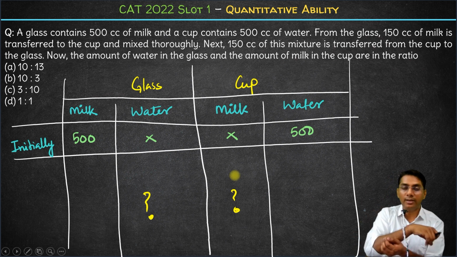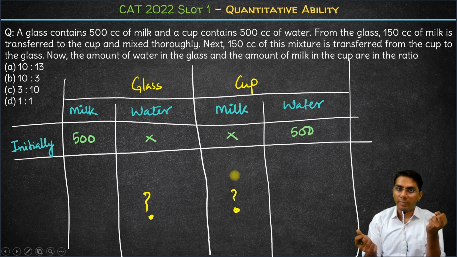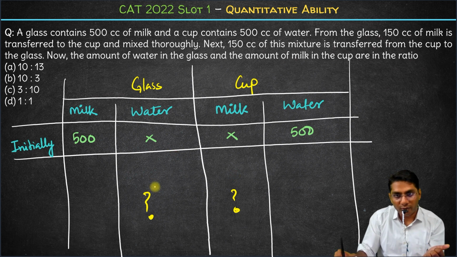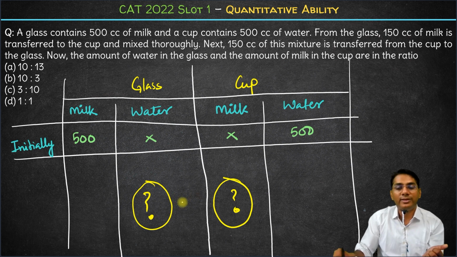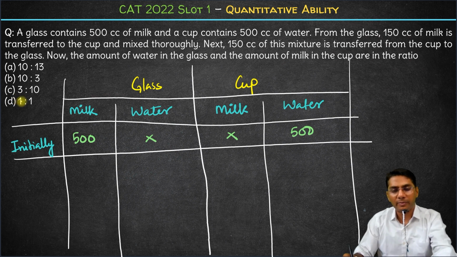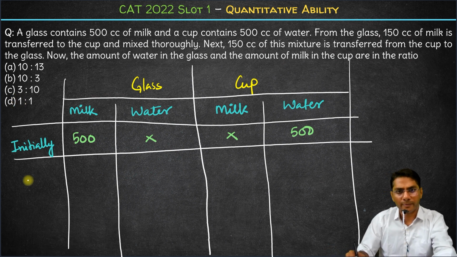what happens is, the milk in the second jar will be the same as the water in the first jar. So the water in this glass will be the same as the milk in the cup. Since the quantities are equal, the ratio will be 1:1. So the answer here should be option D, if you remember this from the theory classes. But if you don't remember, let's do this, no issues.